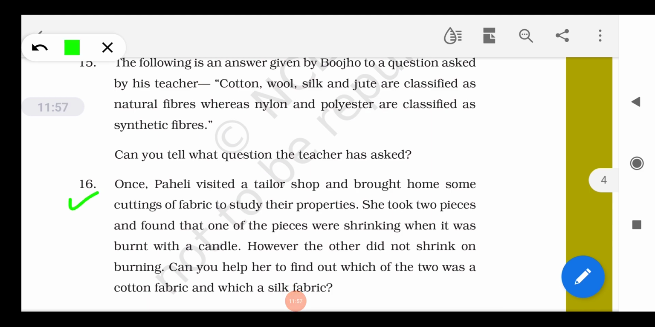Question number 16. Once Paheli visited a tailor shop and brought home some cuttings of fabric to study their properties. She took two pieces and found that one of the pieces was shrinking when it was burnt with a candle. However, the other did not shrink on burning. Can you help her find out which of the two was a cotton fabric and a silk fabric?